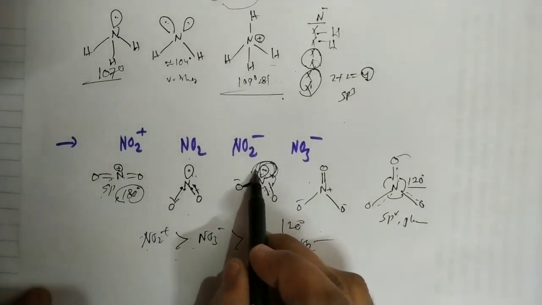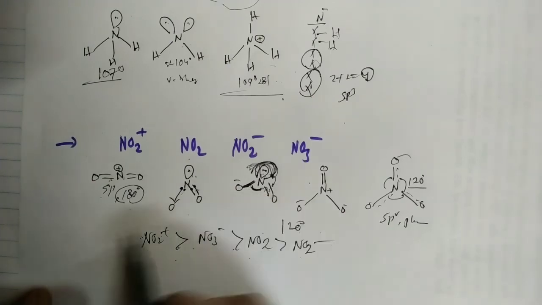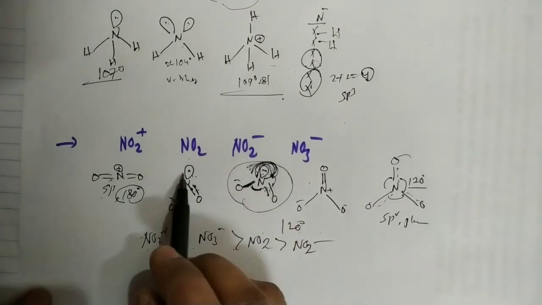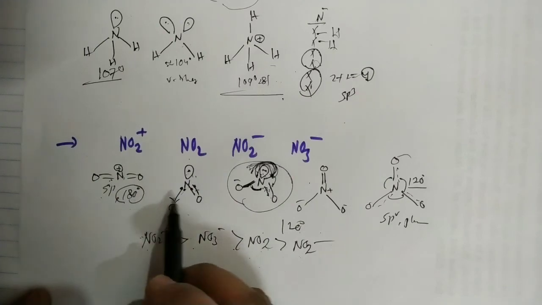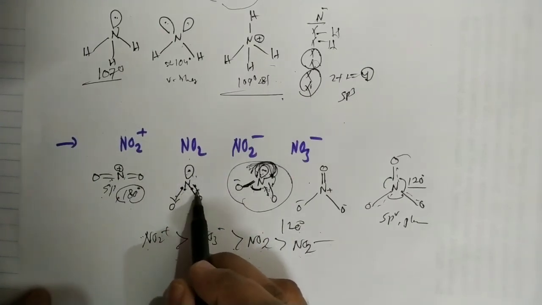Because in this case two electrons occupy more space and cause more repulsions, these two bonds come closer. That's why it has the least bond angle. But a single electron occupies very little space. So when compared with this one, there is less bond pair repulsion in this case.